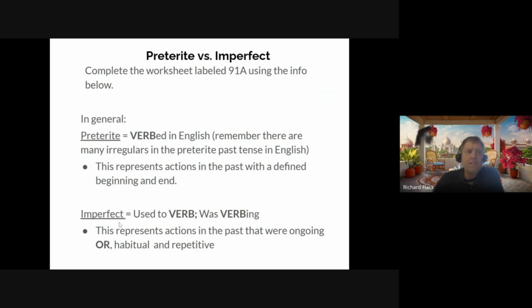The imperfect tense is what gives us the details. So again, the imperfect is equal to English when we say used to verb or was verbing. This represents actions in the past that were ongoing. I was eating, I was running, I was buying. Or that were habitual and repetitive. I used to go to grandma's house. I used to spend summers on the beach.